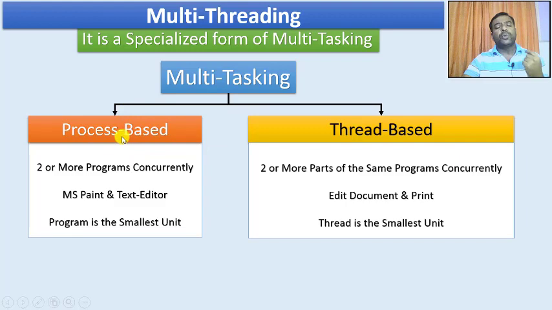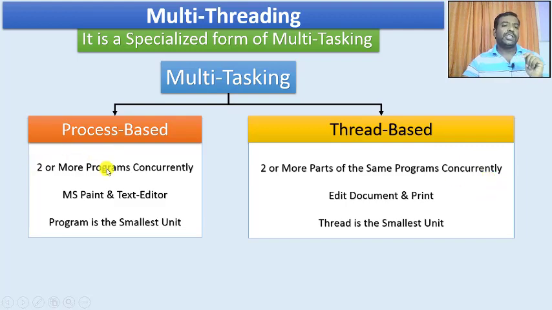One is process based. The first example scenario I gave you, program 1 and program 2, is process based. Each program is an individual process: process 1, process 2, program 1, program 2, and so on. And if I talk about executing part by part in the same program, we call this thread based. Clear? So process based means two or more programs executing concurrently. And thread based means two or more parts of the same program executing concurrently. I hope it's clear now.